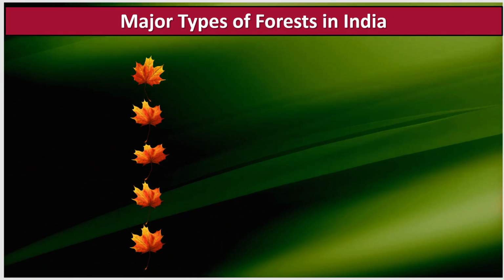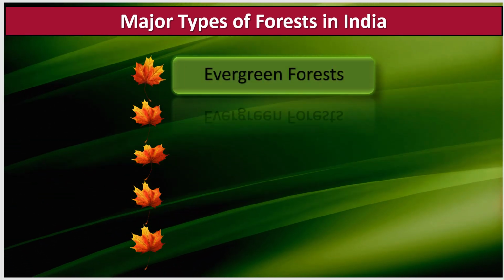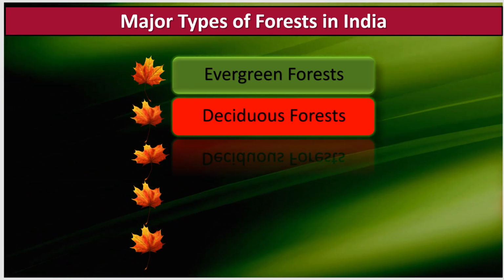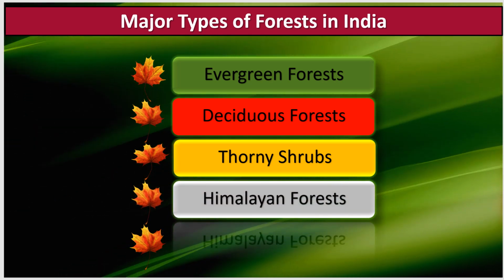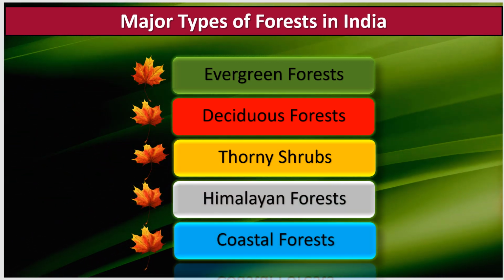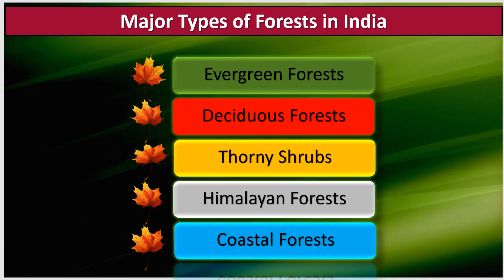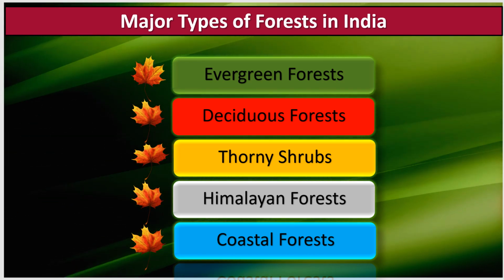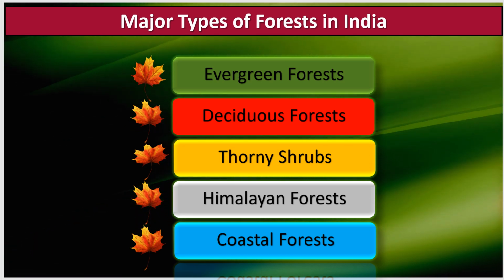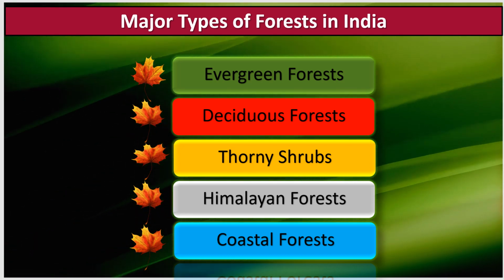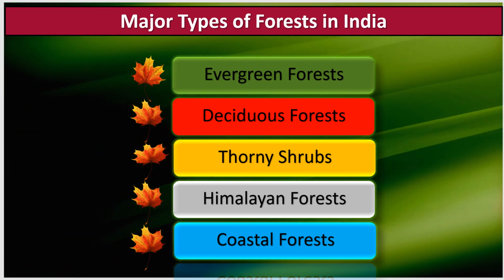The major types of forests found in India are the evergreen forests, the deciduous forests, the thorny shrubs, the Himalayan forest, and the coastal forest. Now, children, we need to know that based on the variations in rainfall, we have the evergreen forests, the deciduous forests, and the thorny shrubs. Based on the variations in altitude, we have the Himalayan forest and the coastal forests.